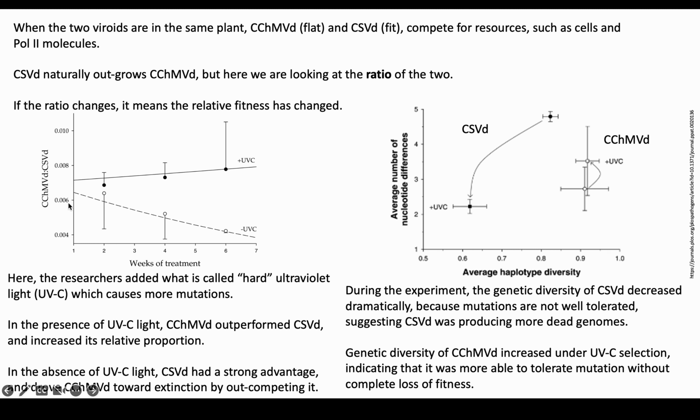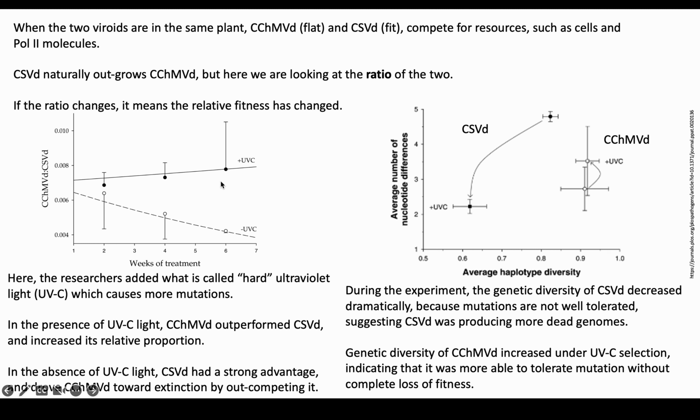And so they then looked at what this does to the relative percentage of the two. Chlorotic mottle is always very low compared to chrysanthemum stunt, CSVd. But as you increase the amount of UV for weeks and weeks and weeks, look at that. Chlorotic mottle starts to do better relative to CSVd. So it has a selective advantage under high ultraviolet conditions.